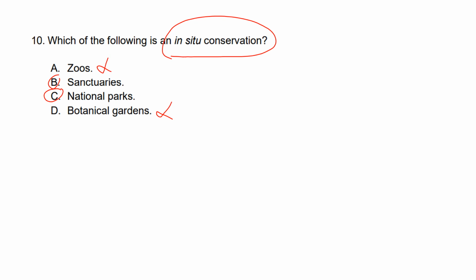Okay, water bird species such as, for example, the threatened milky stork. Okay, that can be found in the Kuala Gula Bird Sanctuary. So there are also other sanctuaries such as, for example, the Kuala Gandah Elephant Sanctuary in Pahang. Okay, so those are example of sanctuaries and national parks which are considered as in situ conservation.